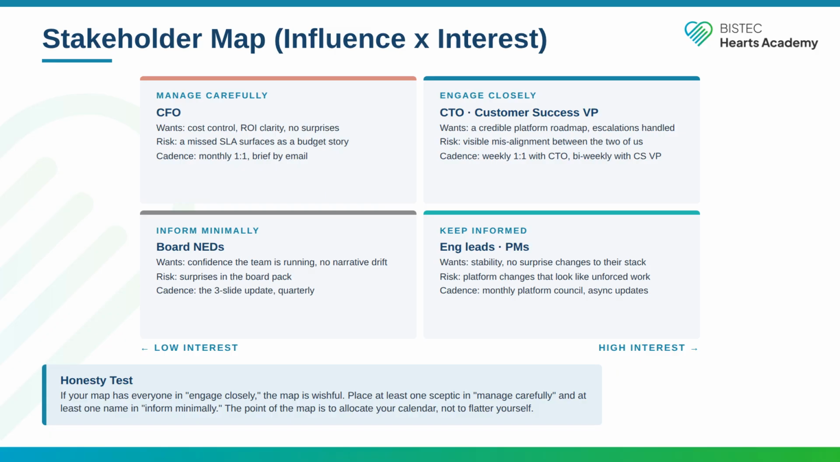The honesty test. If your map has everyone in engage closely, the map is wishful. Place at least 1 skeptic in manage carefully, and at least 1 name in inform minimally. The point of the map is to allocate your calendar, not to flatter yourself.